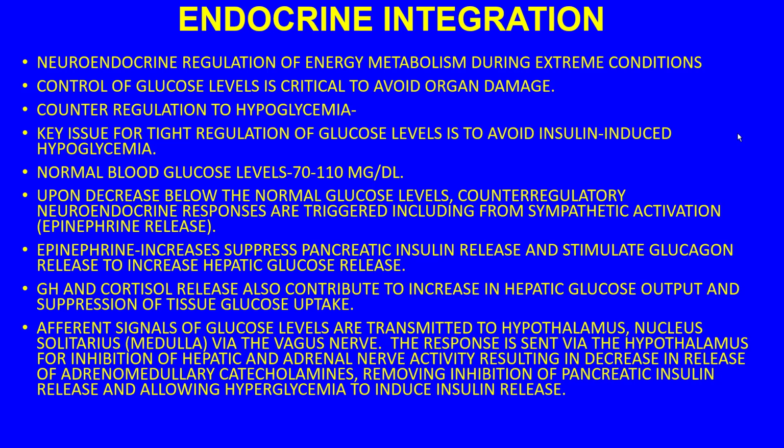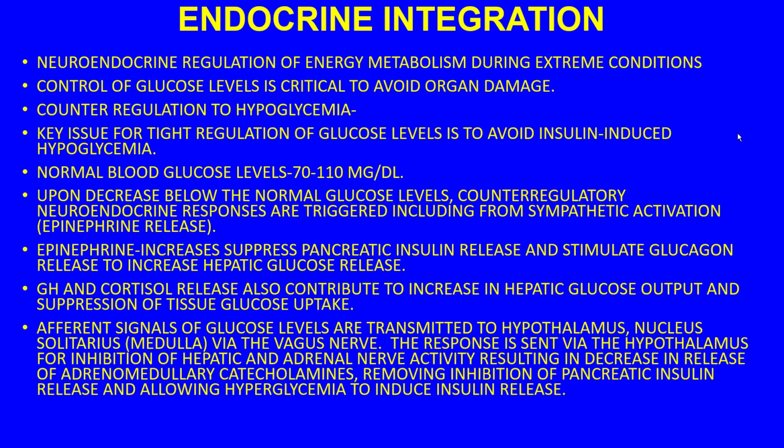Upon a decrease below the normal glucose levels, you're going to start having counter-regulatory neuroendocrine responses. These are going to be triggered, and they're going to include sympathetic activation, particularly epinephrine release. So let's talk about epinephrine. Epinephrine will increase the suppression of pancreatic insulin release, stimulate glucagon release to increase hepatic glucose release. So there's one area where you're going to start bolstering up the levels of glucose in the plasma.